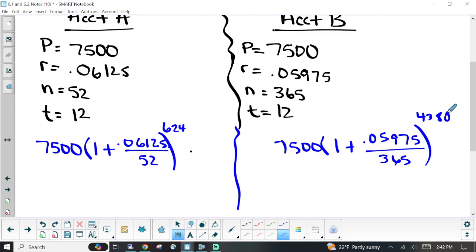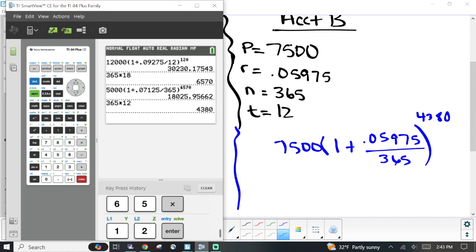Because we want savings accounts, we want the higher amount. If we were talking about car loans, I wouldn't want the higher amount. Which one would I want? Lower. Because if I'm paying it, I want the lower amount. If it's interest coming back to me, we want more.